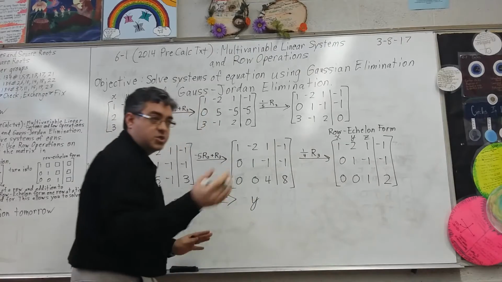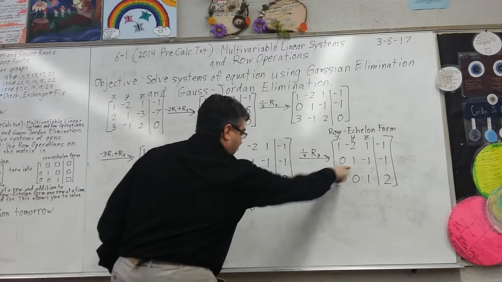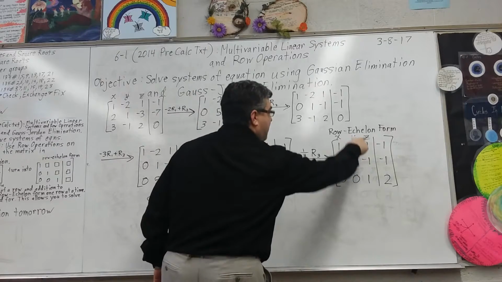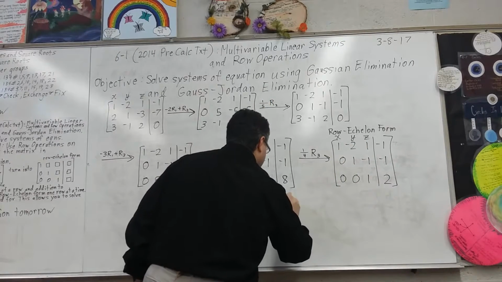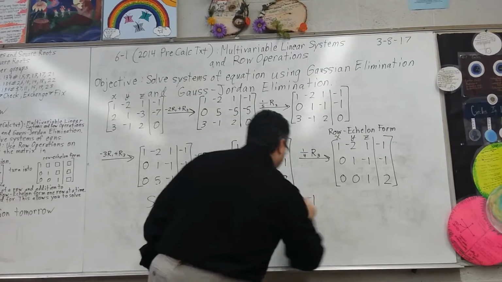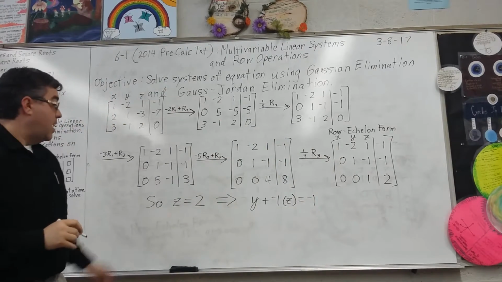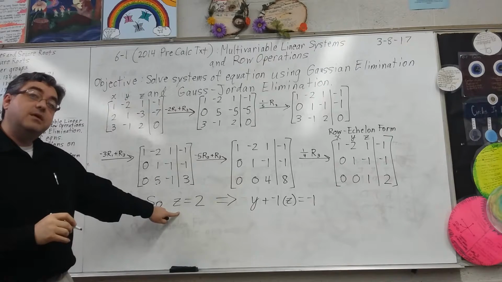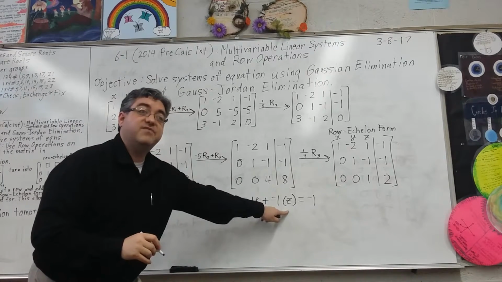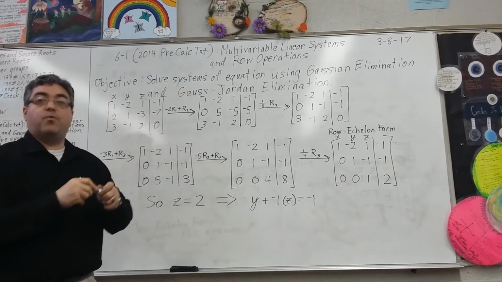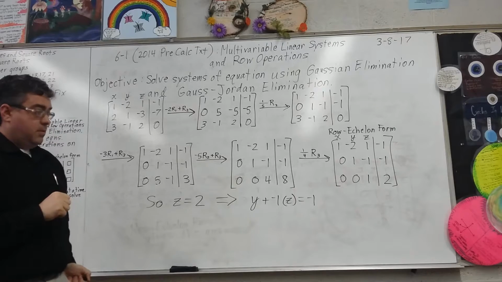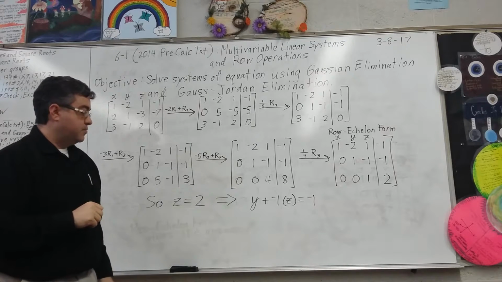Because 0x is just 0. 1y plus negative 1 times z equals negative 1. But we know z, so we can plug it in, thus giving us the ability to solve for y. Questions? So you're saying that z times 1 equals 2, right? Yes, essentially.